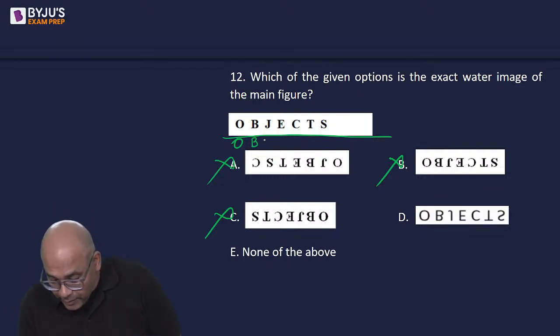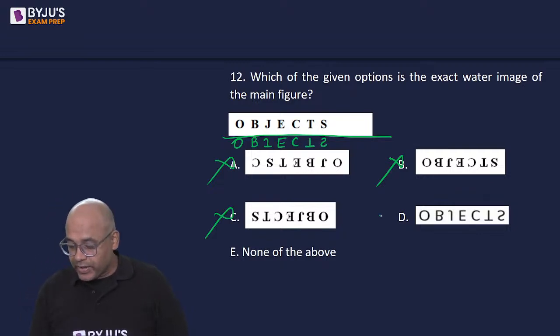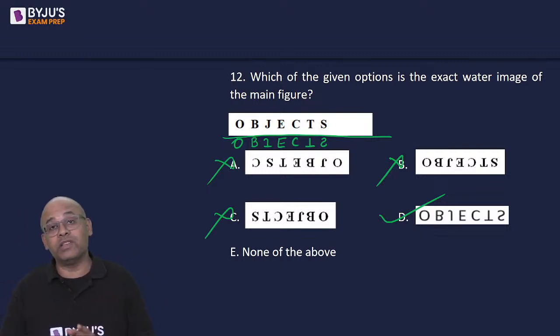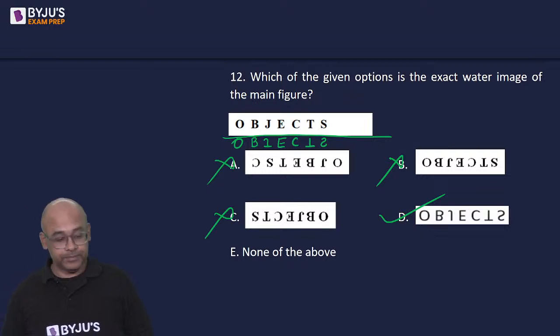So J will be written like this, then E will be written like this, C will be written as C, T will be written like this, and S will be written like this. So you can clearly see that option D matches all the letters. Therefore, that is the correct answer.